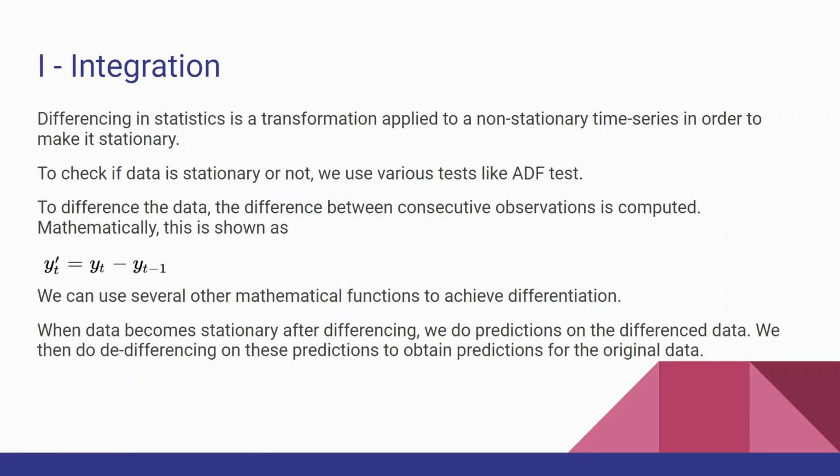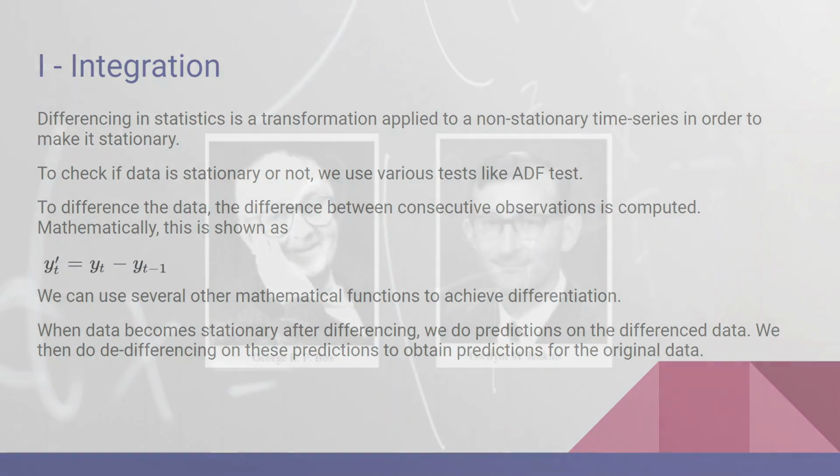I stands for integration. Differencing in statistics is a transformation applied to a non-stationary time series in order to make it stationary. To check if data is stationary or not, we use various tests like the ADF test. To difference the data, the difference between consecutive observations is computed. Mathematically, this is shown as y t dash is equal to y t minus y t minus 1. We can use several other mathematical functions to achieve differencing. When data becomes stationary after differencing, we do predictions on the differenced data. We then do de-differencing on these predictions to obtain predictions for the original data.